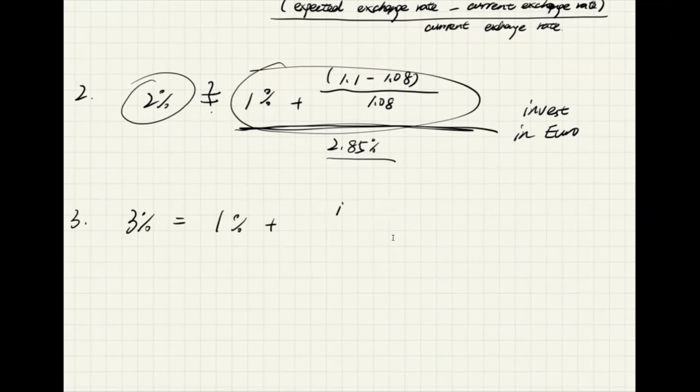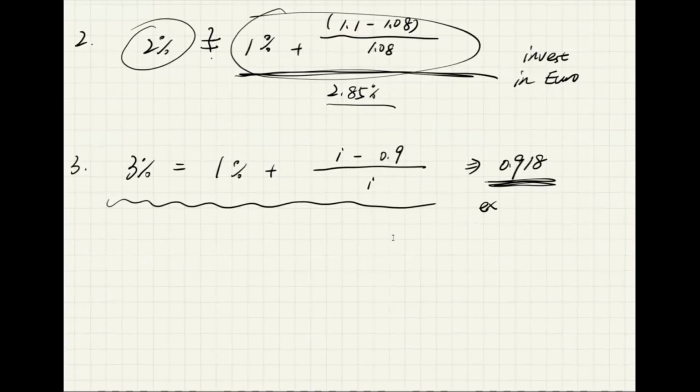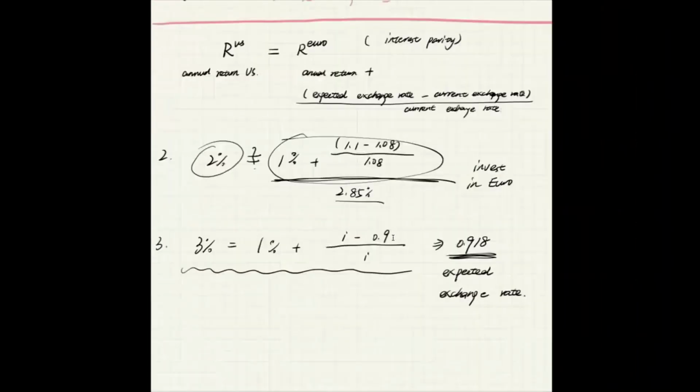I just use it I. Subtract current 0.9 divided by 0.9. This one should be equal, right? As you can see, the only thing that you don't know is I. I think you can solve this equation that the expected exchange rate would be 0.918. So this equation would hold. This is the expected exchange rate. Okay, and that's it.